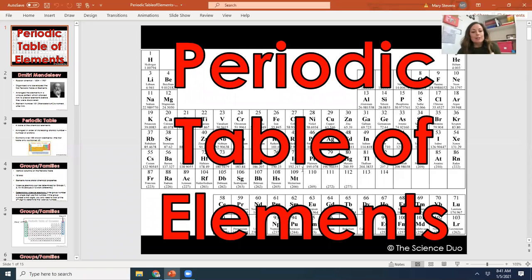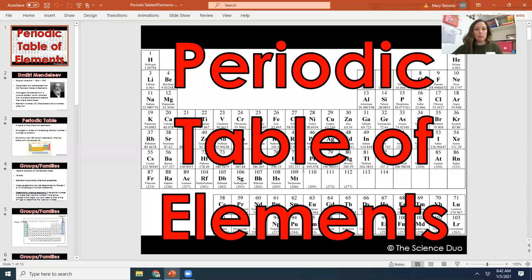Hi. So today we're going to be talking about the periodic table of elements. What you will need for this lesson is a periodic table. Today we're going to talk about the organization, the beginning of the periodic table, and trends you can find on the periodic table to help you identify elements and their chemical properties.